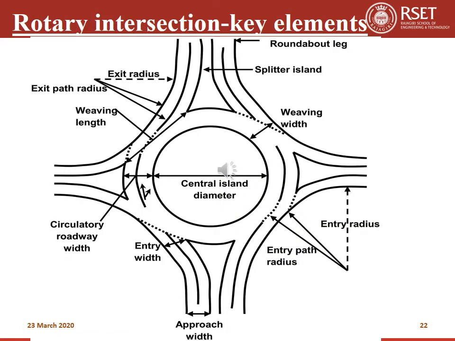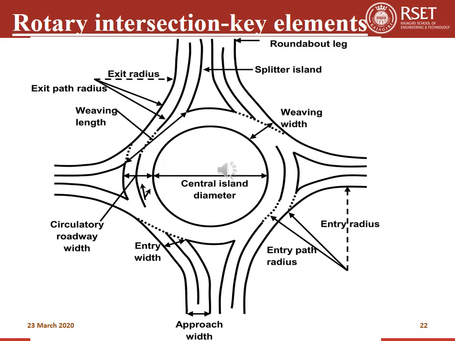Here also you can see two highways meeting at right angles to each other, and the difference from the previous figure is that here a central island is given. So this type of intersection is known as rotary intersection, and the key elements of this rotary intersection are also shown here. You can see the central island in the middle.